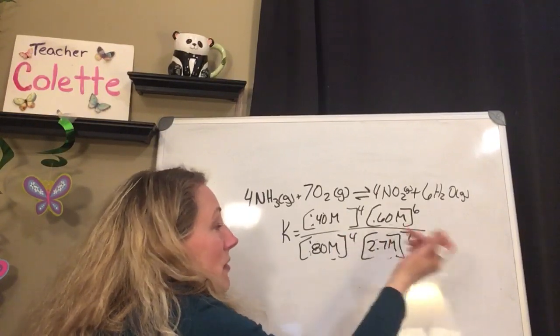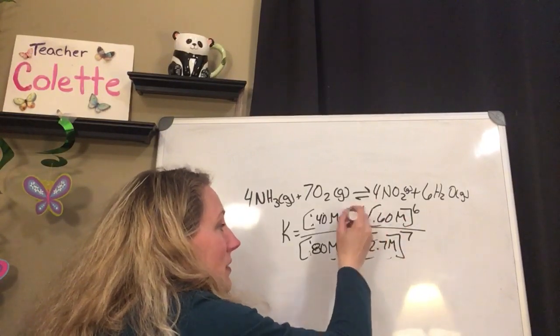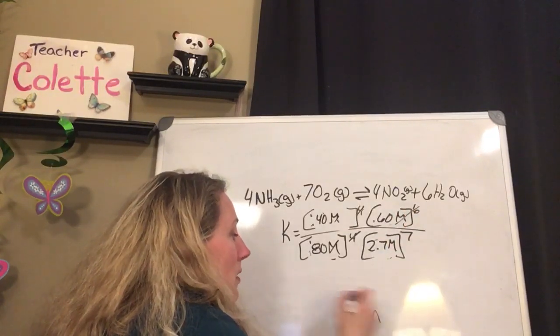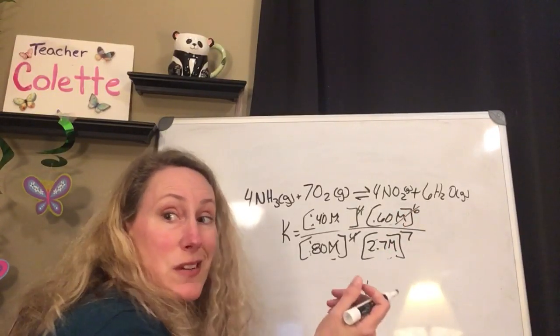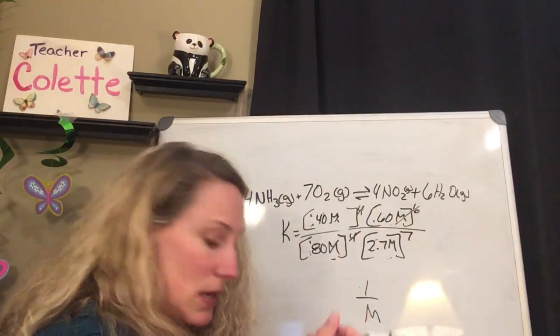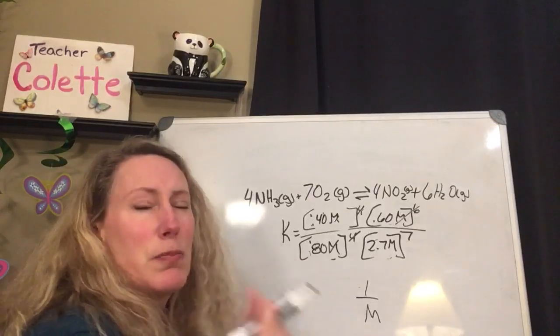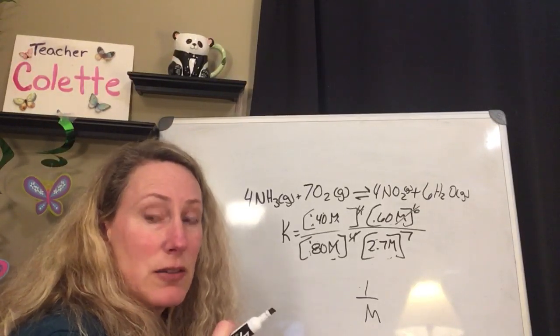4th, M to the 7th, so these are going to cancel out, and this one should leave you with just an M on the bottom, so 1 over M, just so you can kind of know what your units are going to be. And so you're going to put all of these numbers into your calculator. Please, please, please practice it to make sure you know how to do your exponents.